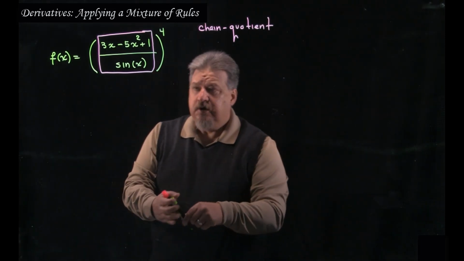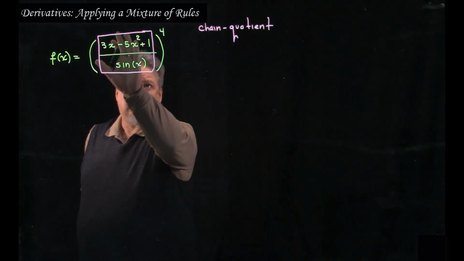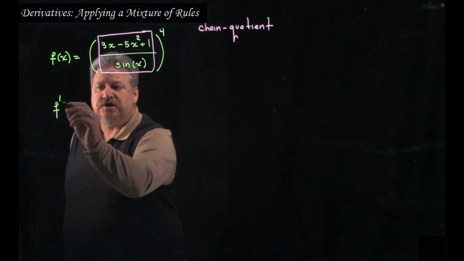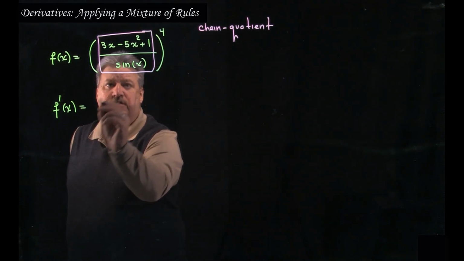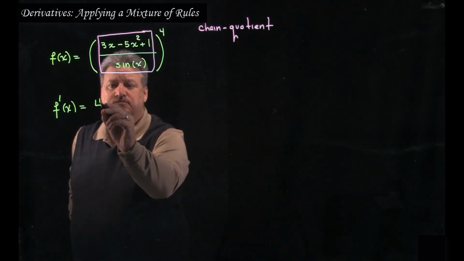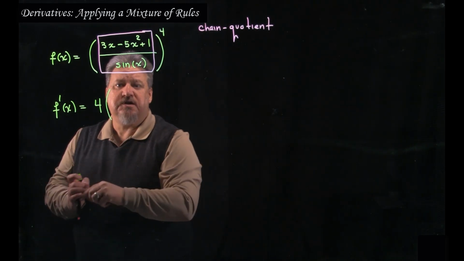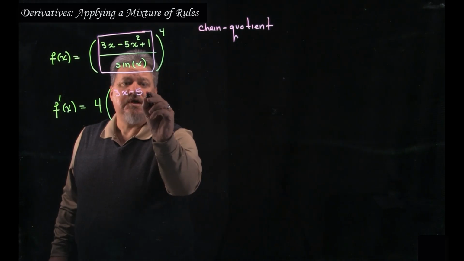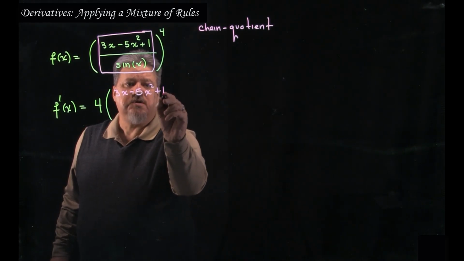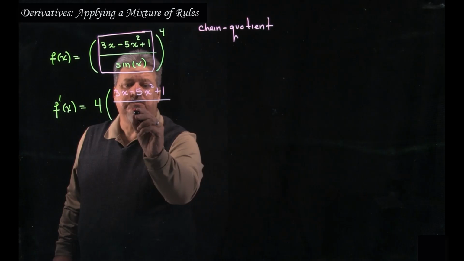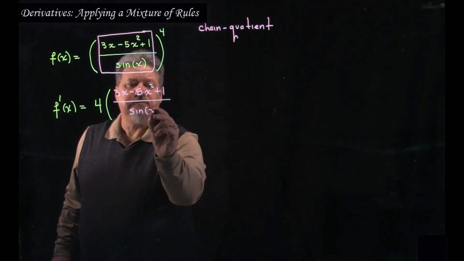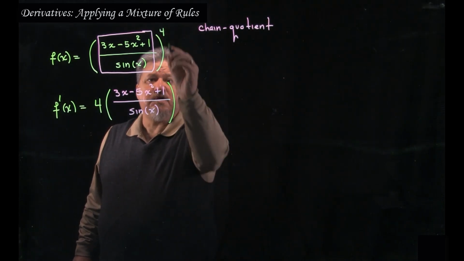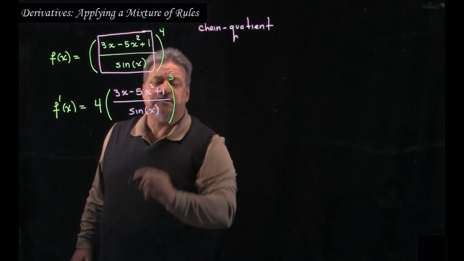Okay. So the outer function, of course, is the function x to the 4. So let's apply the chain rule. We apply the outer rule first. So the 4 comes down. We recopy the inside, 3x minus 5x squared plus 1. Notice no quotient rule is happening yet. We're still in the middle of the derivative of the outer function. Now what do I do to the exponent of 4? Well, of course, you decrease it by 1 to 3.